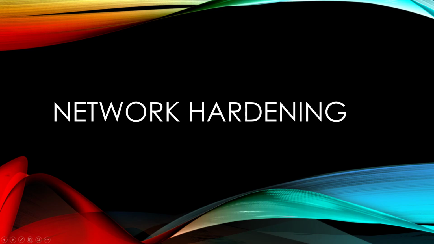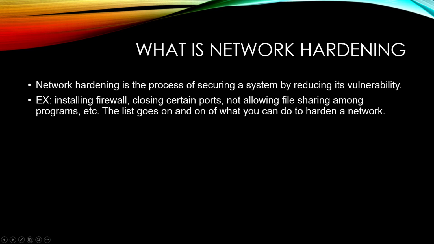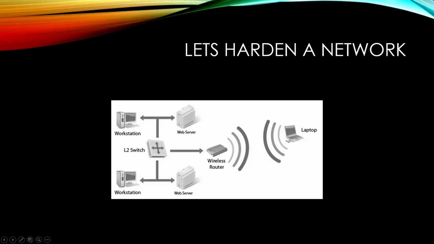Today we're going to be talking about network hardening. What is network hardening? Network hardening is the process of securing a system by reducing its vulnerability. This means that any types of hacks or phishing or anything like that is limited by network hardening. It also involves installing software, firewalls, closing certain ports, not allowing file sharing among programs, etc. So today we're going to talk about this network.